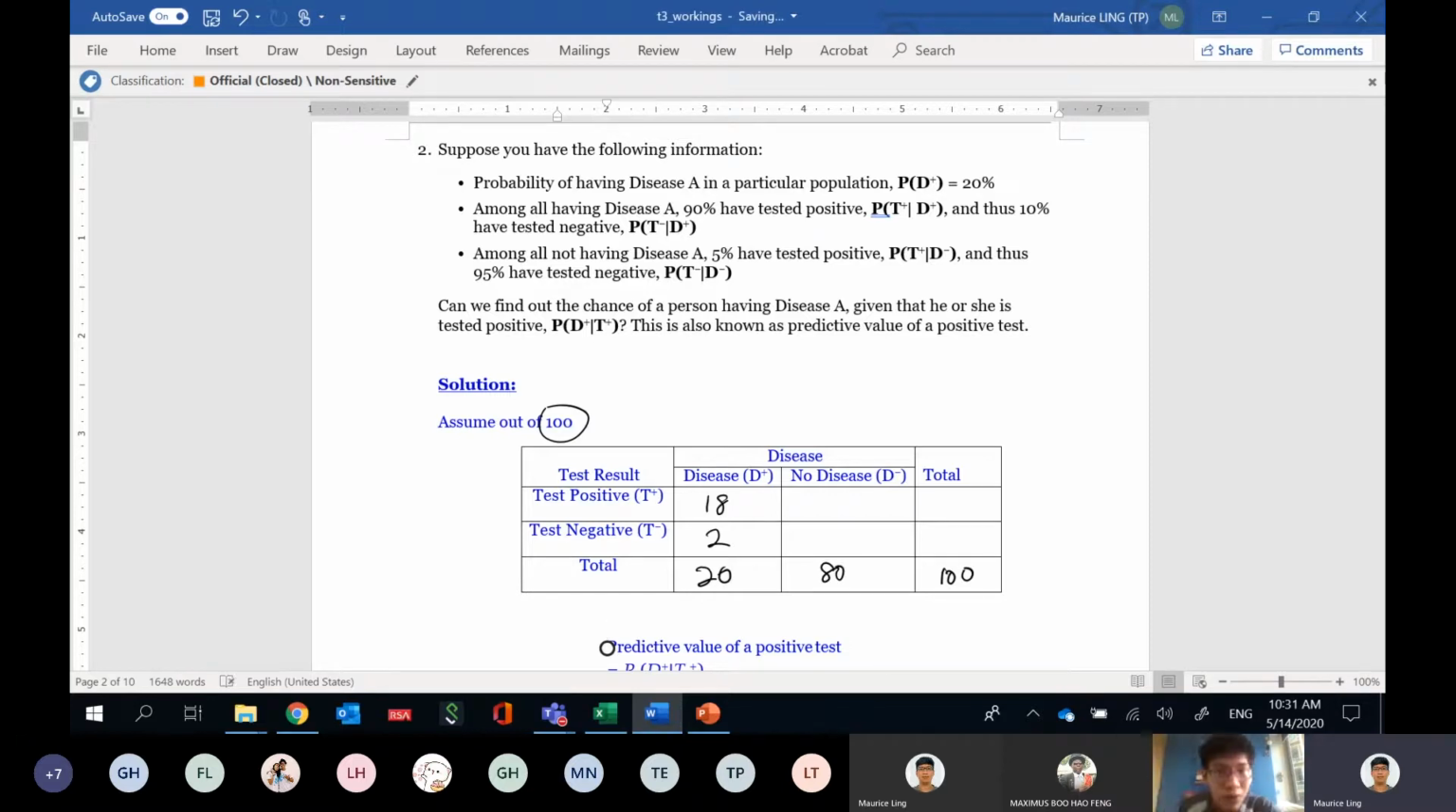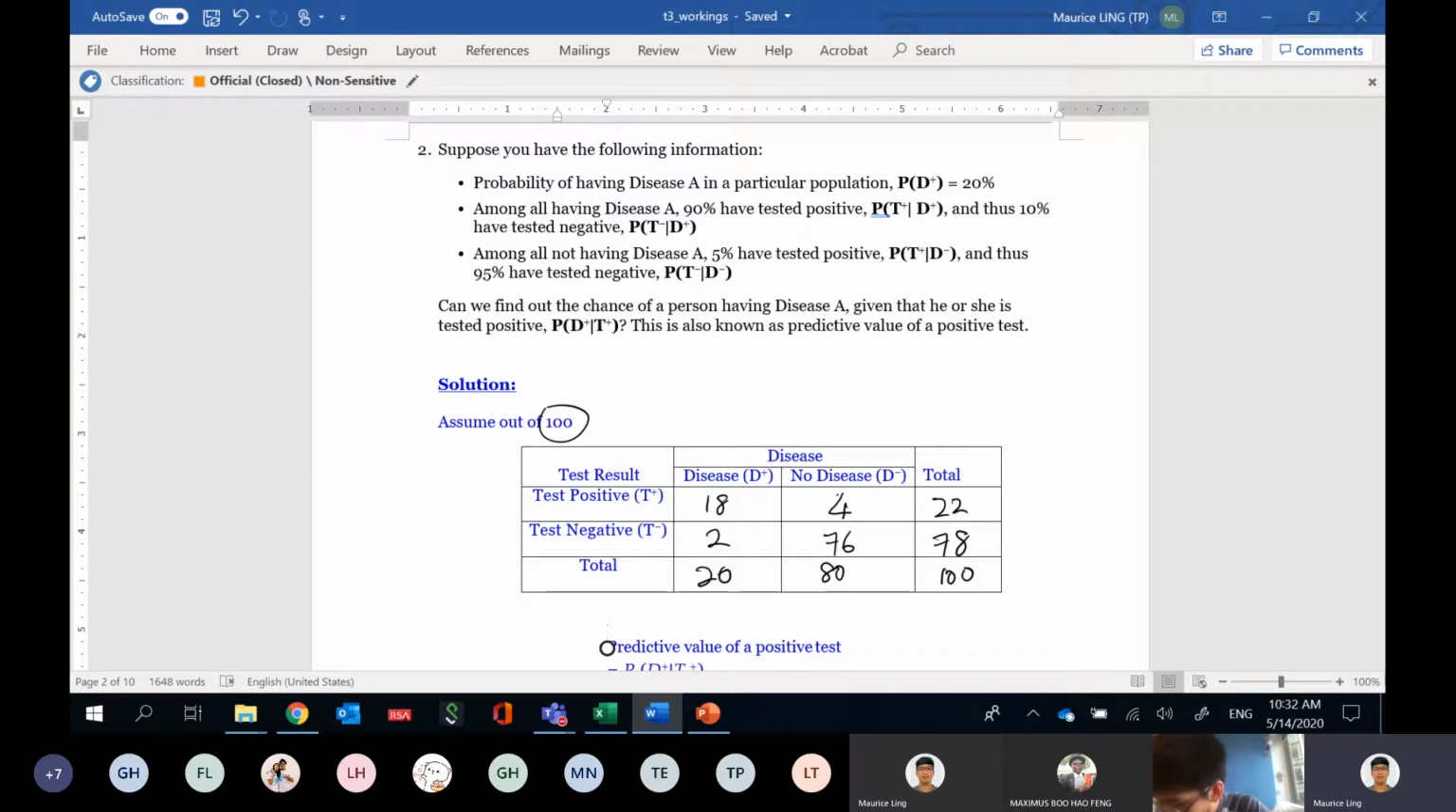For those not having the disease, 5% is tested positive. So 5% of here is tested positive. Those who don't have a disease and tested positive is 4 of them. So you have 95% tested negative, so that will be 76. You add up here, the total will be 22 positive and 78 in total. So you have to be able to fill up this table first. You can use percentage as well, up to you.